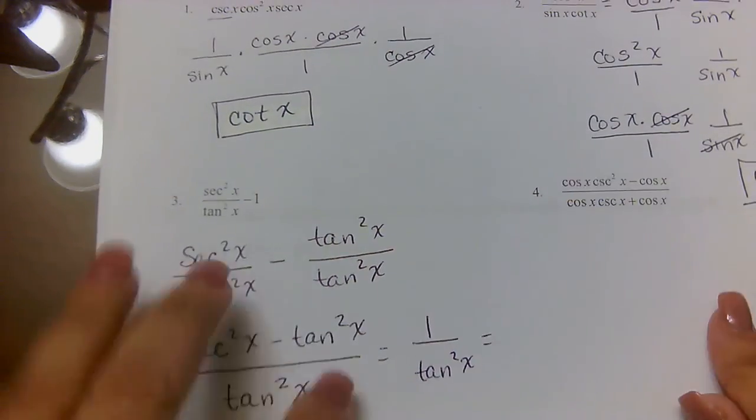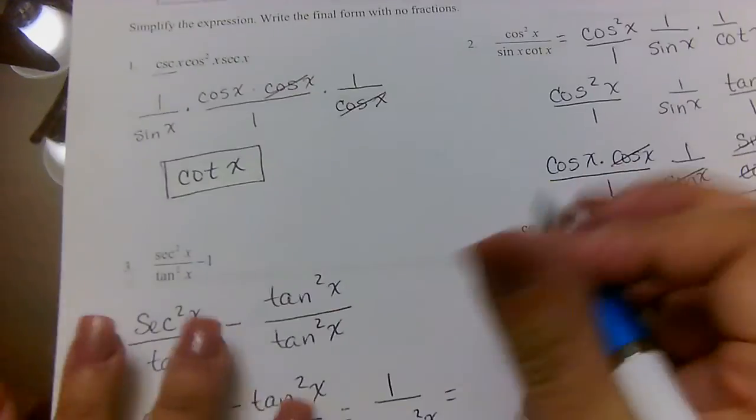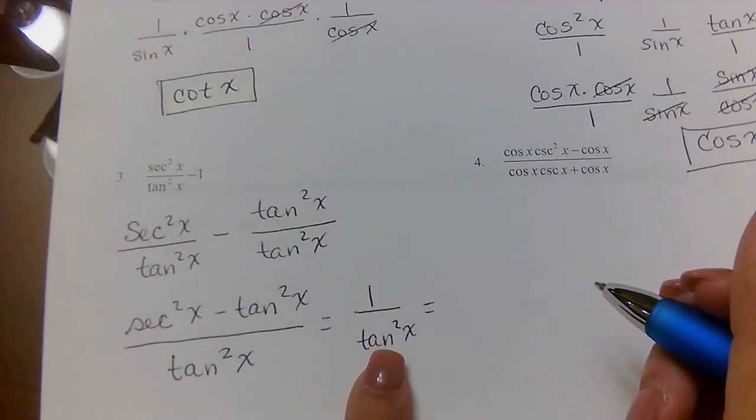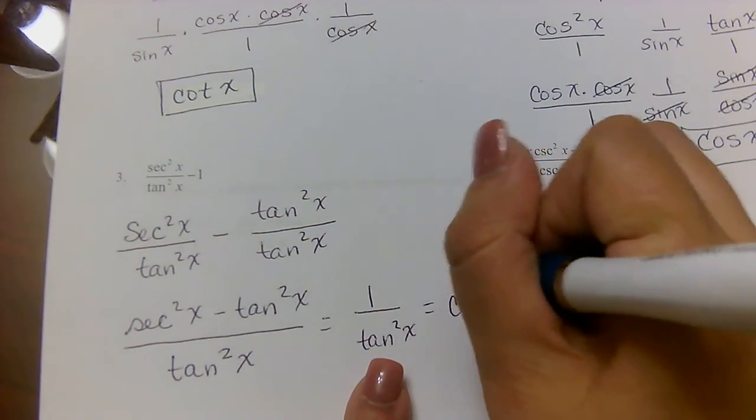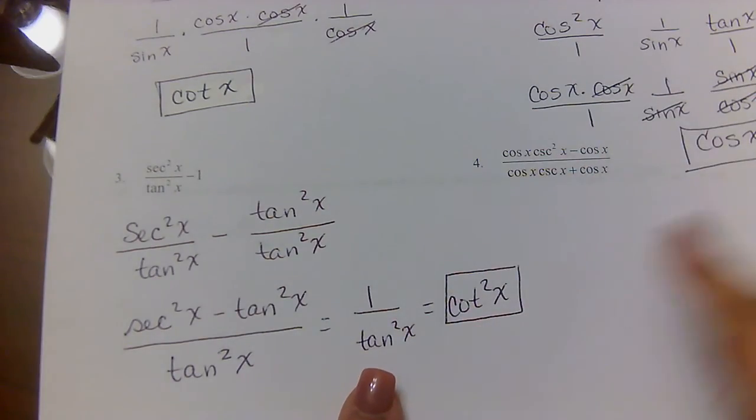Well, 1 over tangent is the same thing as cotangent. But since we have 2 of them here, we have cotangent squared x. And that's going to be your answer for number 3.